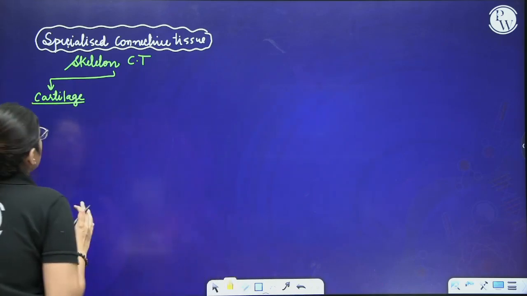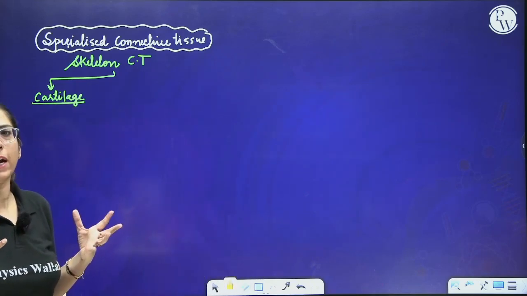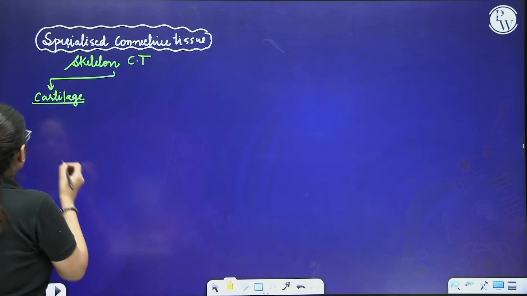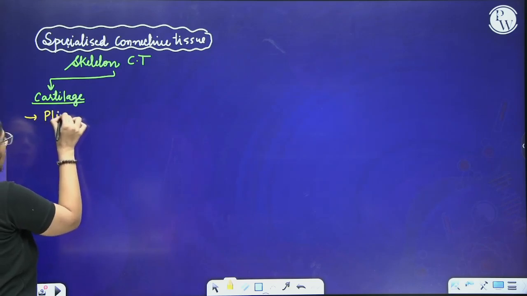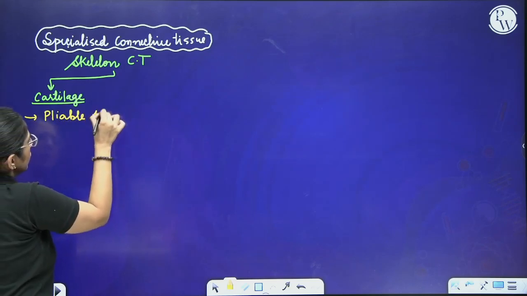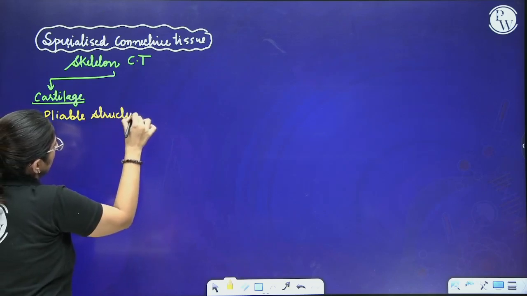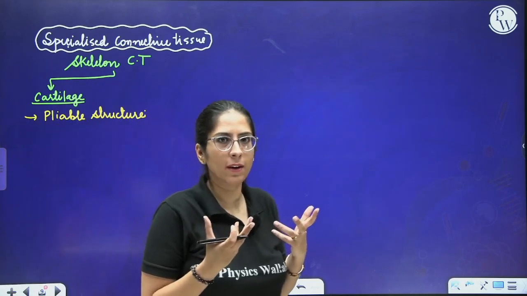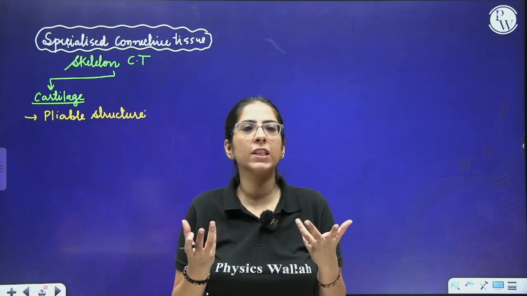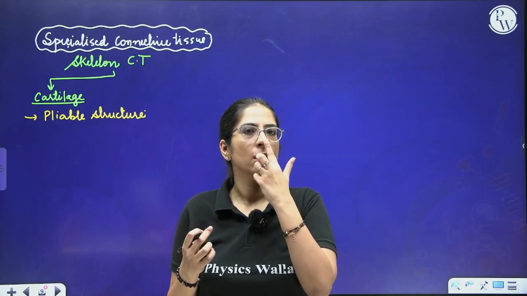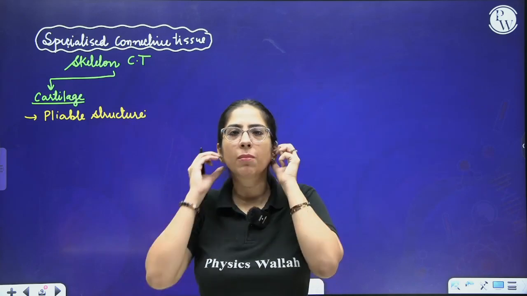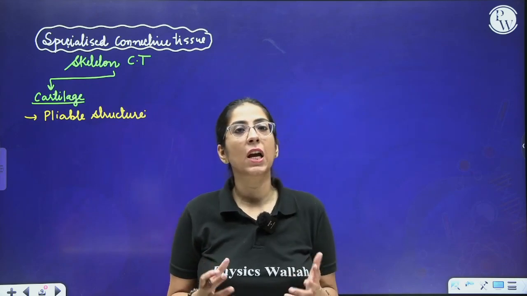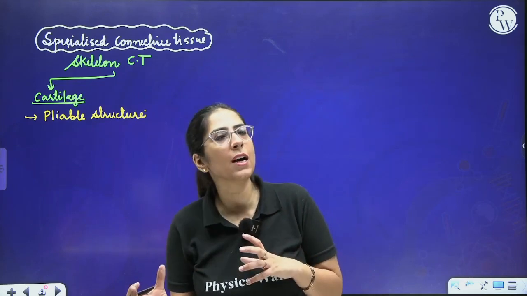Now, cartilage. Cartilage is pliable, right? And it is not that hard. In fact, they are pliable structures, that means they are movable, right? When we talk about cartilage, we say that they are comparatively movable. Like in the tip of the nose, in the septum, in the ear pinna, the Eustachian tube, we have cartilage present. And these cartilages are not hard like that of bone.